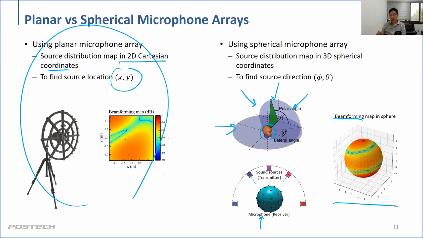Now, from that, what we want to estimate is the direction of the speakers, that is, where the sound is coming from. So psi and theta are the values that we need to estimate from the spherical beamforming map.